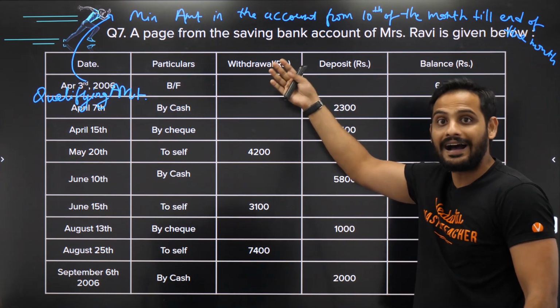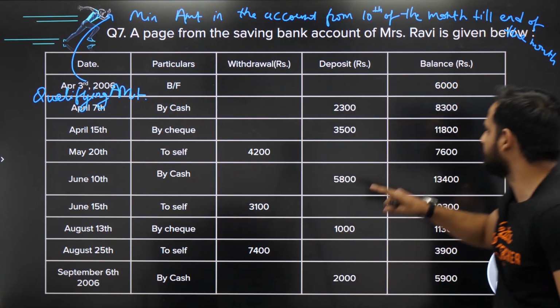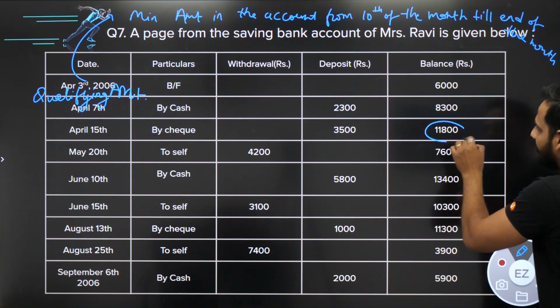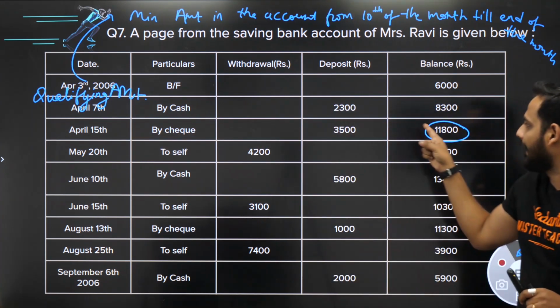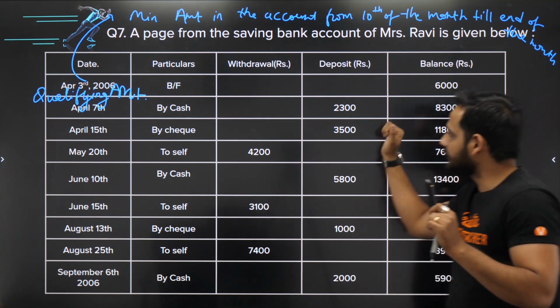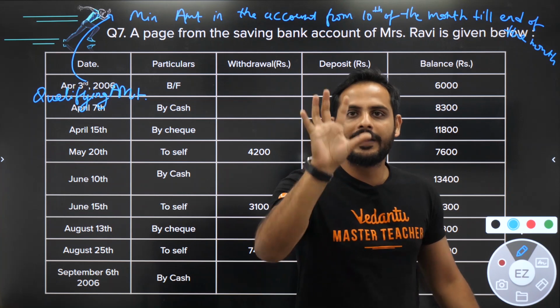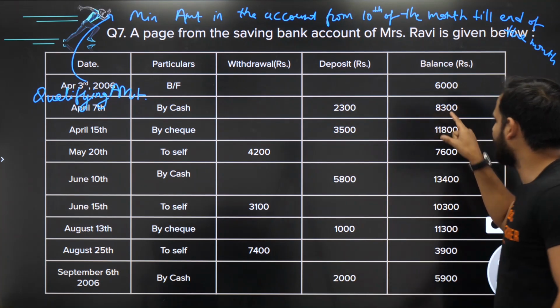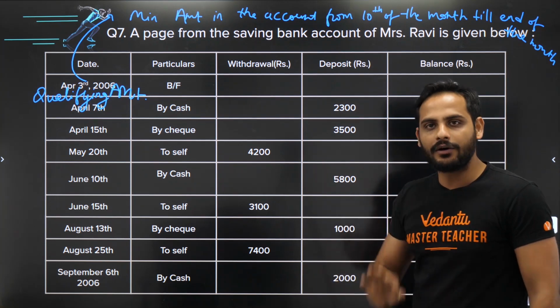I don't care about it. After the 10th, to beta, they have given April 15th, the amount is what? 11,800. But this deposit has been made on 11,800. That means from 7th April till 14th April, the amount in the account was what? 8,300 only. The amount in the account was 8,300 only.